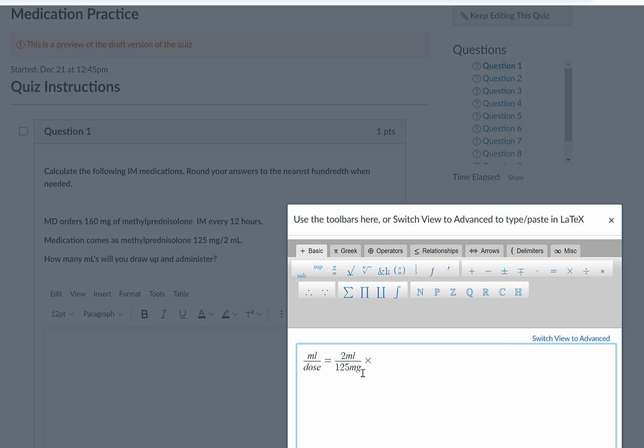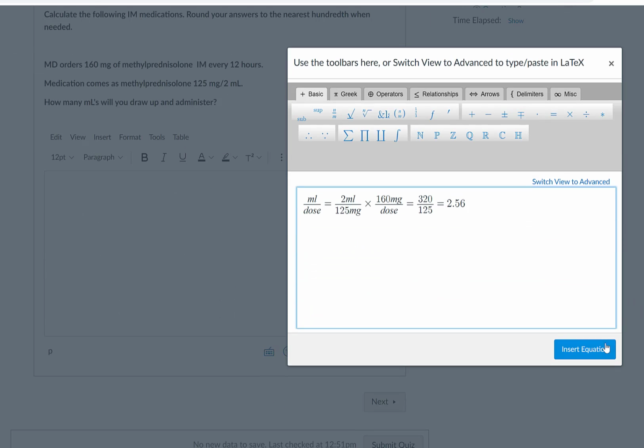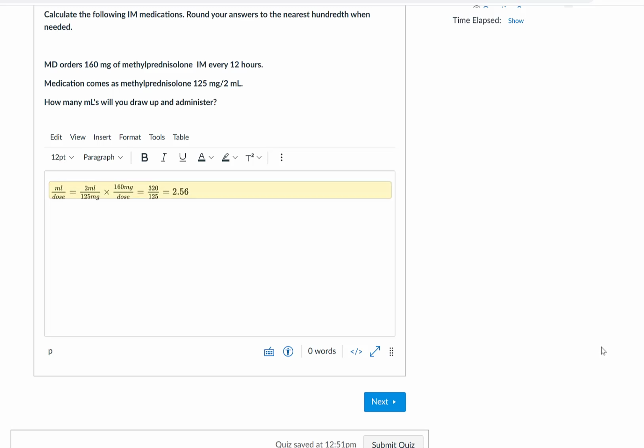Then I need to get rid of my milligrams. So I know my next equation, the top is going to be milligrams. So I have 160 milligrams per dose. 160 times 2 gives me 320 on the top of my equation. And it gives me 125 on the bottom. And that is going to give me a numerical answer of 2.56. Now that is my equation, so I insert my equation.